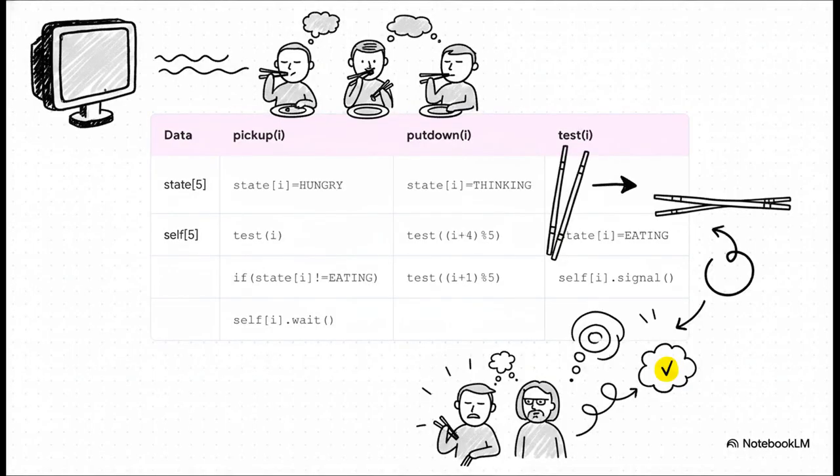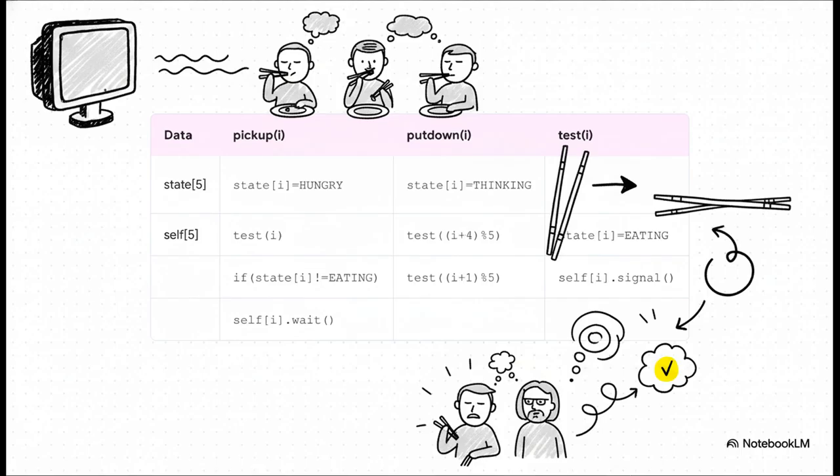A much safer way is to use a monitor. And the core idea of the monitor solution is totally different. A philosopher isn't allowed to pick up any chopsticks unless both of them are free. It's an all-or-nothing deal. So when a philosopher gets hungry, they call a pickup function. Inside that function, we test if both neighbors are eating.